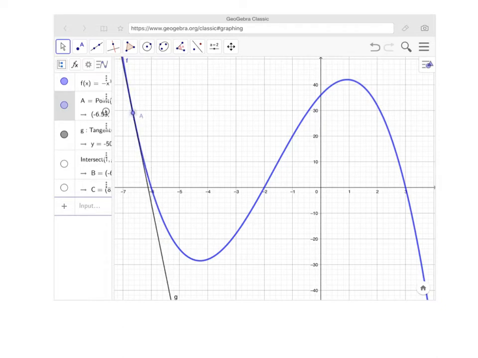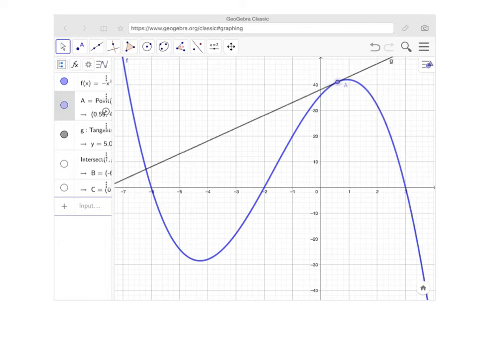For decreasing functions, the gradient is negative. And for increasing, from this turning point to this turning point, the function is increasing. The derivative will be positive, and the gradient of the tangent is also positive. As you can see on the graph here, the gradient of the tangent is also positive.